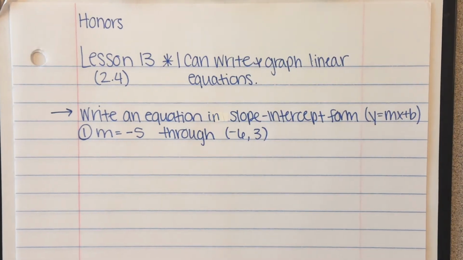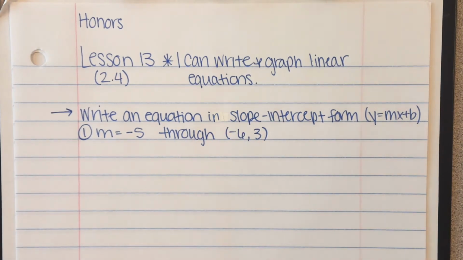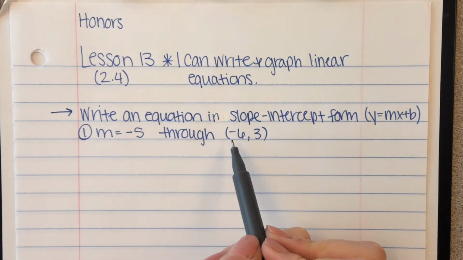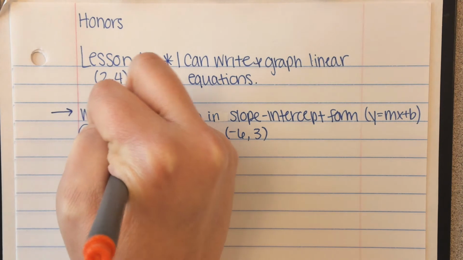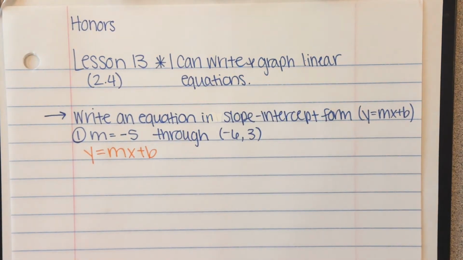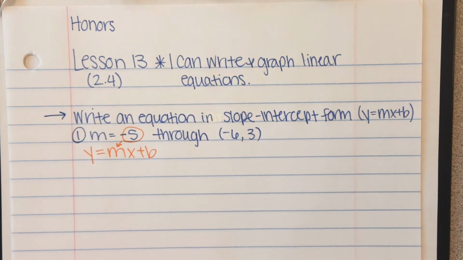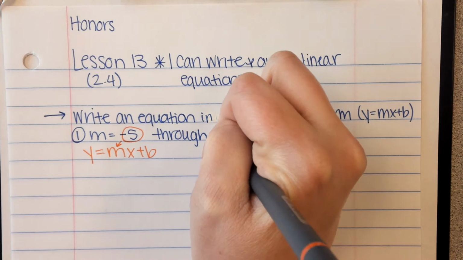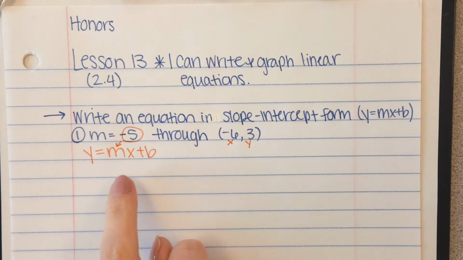Okay, the first type of problem that we're going to see is where we write an equation in slope-intercept form when we're given the slope and a point. So that means that the line has a slope of -5 and it goes through the point (-6, 3). So we're going to use our slope-intercept form, y equals mx plus b, and we're going to plug in what we know. So I know that -5 is my m. I know I have an ordered pair, so I have an x and a y. So if I have m, x, and y, I can plug those into my equation.